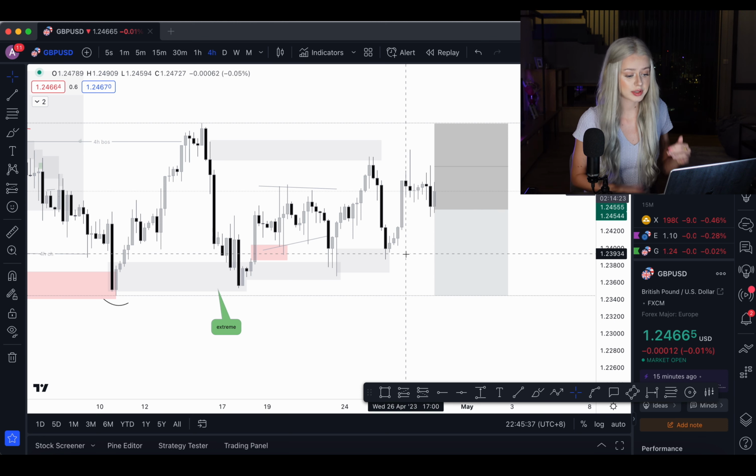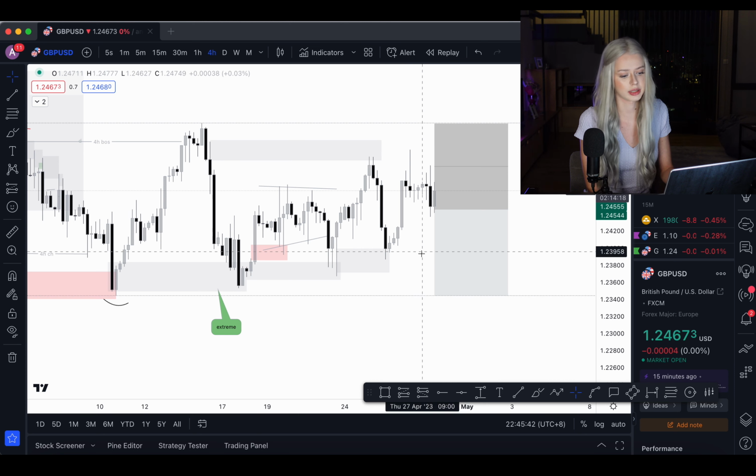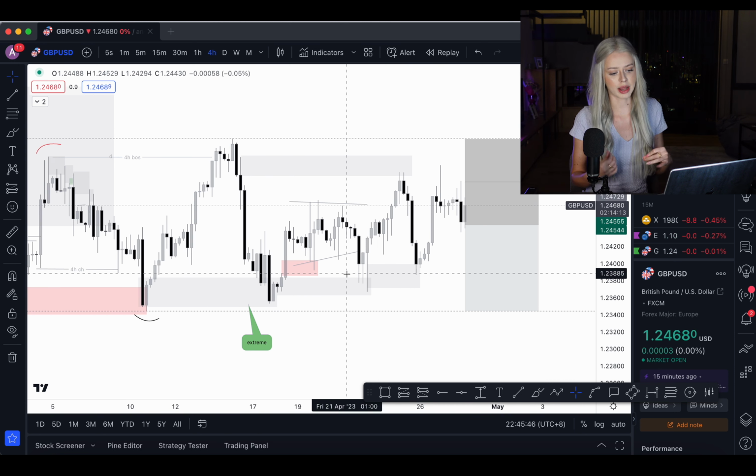Also, there was a good time for an entry because the price was situated in the discount area too on 4 hours, so everything was pretty clear. The only reason why I didn't take this trade was for the fact that it didn't meet my confluences on lower time frames. So I didn't have an entry, I didn't have a retest, I didn't have anything that could potentially make me enter this trade.